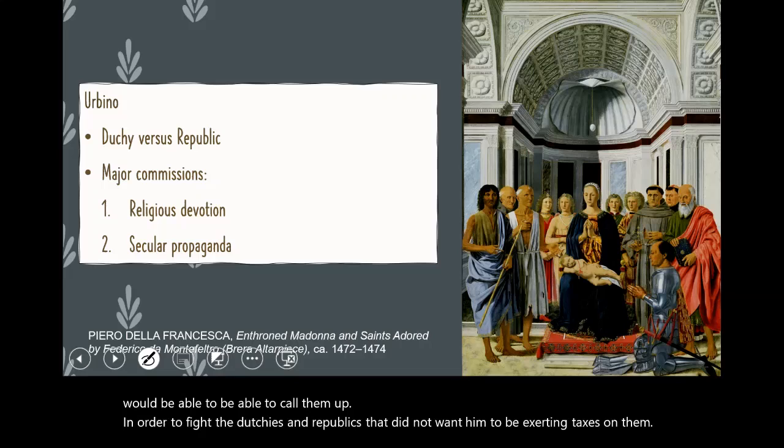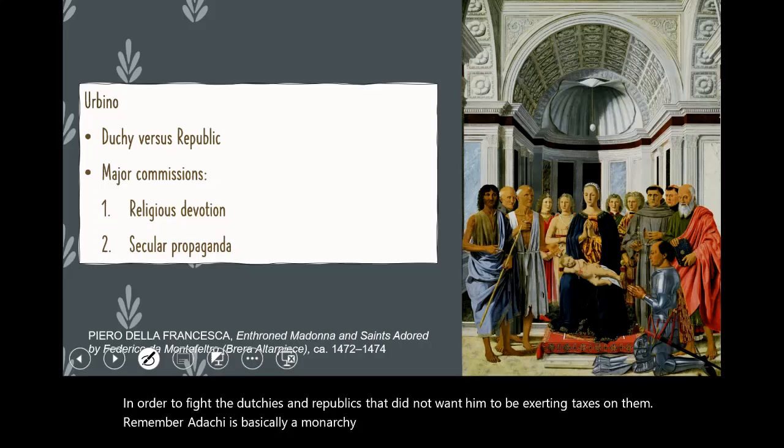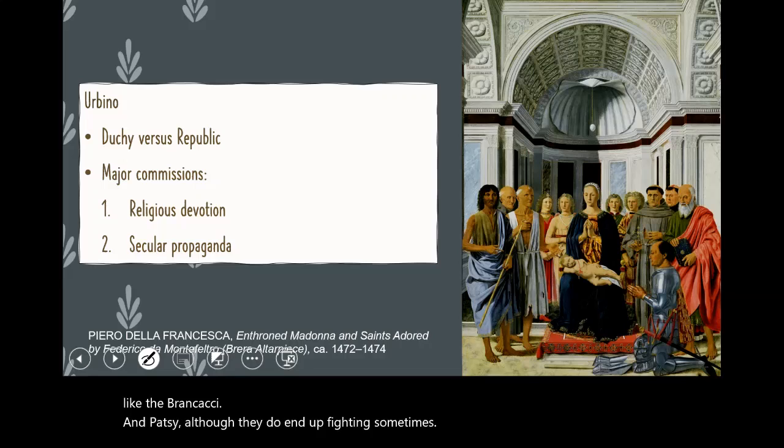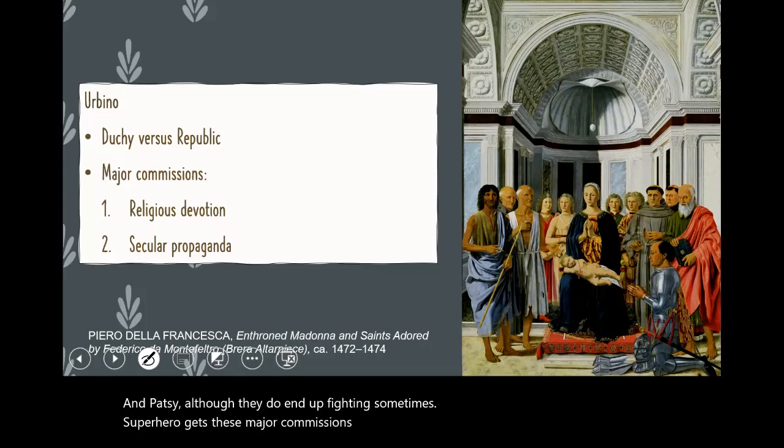Remember, a duchy is basically a monarchy. Federico rules Urbino just by himself. The difference would be in a republic like Florence, the Medici ruled along with great families like the Brancacci and the Pazzi, although they do end up fighting sometimes. So Piero gets these major commissions of religious devotion, but also secular propaganda.